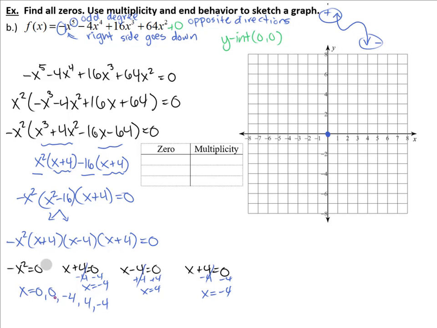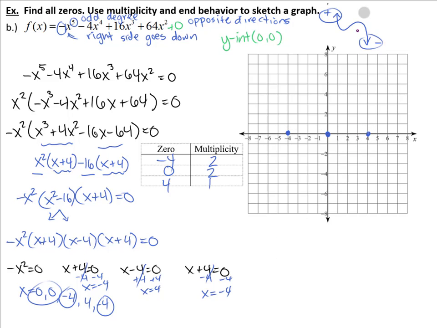Okay, so let's write our multiplicity and zeros in our chart here. So the smallest value we ran into is -4, and that actually occurs twice. We have an even multiplicity. Next, we have 0, which also occurred twice. And then we have +4, right? That just occurred one time. So my graph is going to touch the x-intercept at -4, +4, and 0.